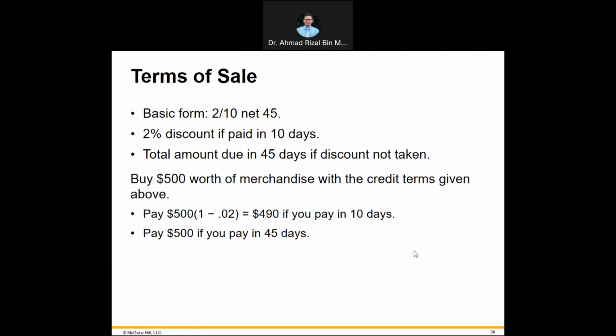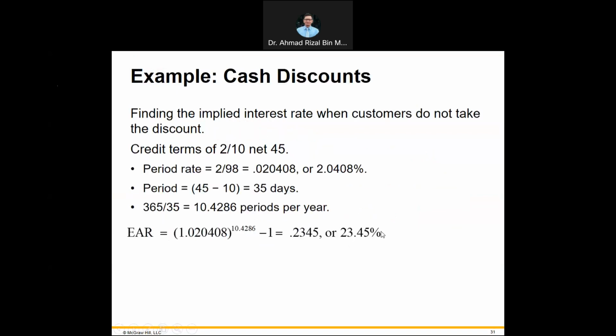Okay, why do we look at it from this angle? Because we are interested to look at what would be the effective rate of this particular financing facility. Okay, in this case, we call it a facility, okay, which is a financing facility, because in effect, you are actually financing the product that you are buying from the supplier. Okay? So in order to calculate the effective annual rate, or what we call the implied interest rate for this case, right, first and foremost, you need to calculate the 2%.